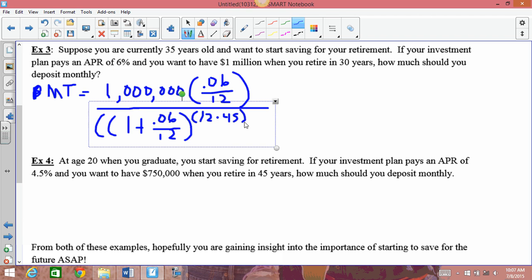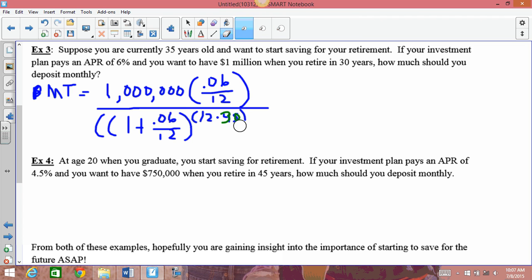Actually, that won't be 45. There's a mistake on my solution key because that should be 30. That should be 30. 12 times 30, let me erase that. To the 12 times 30, close that parenthesis, minus 1.